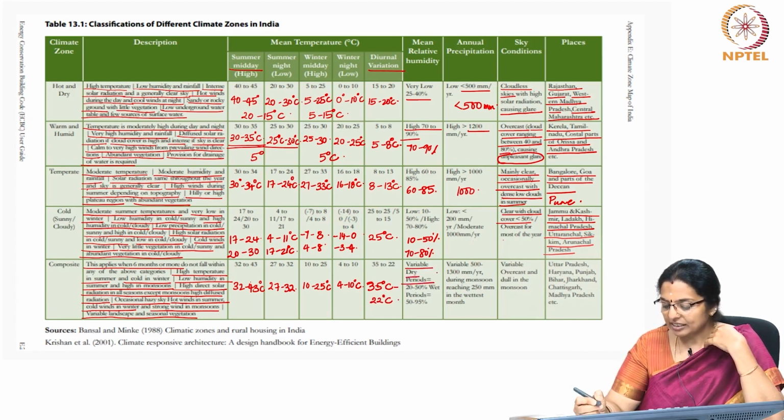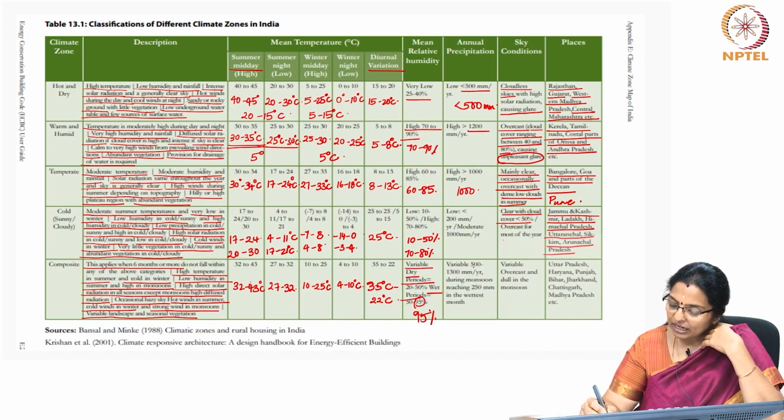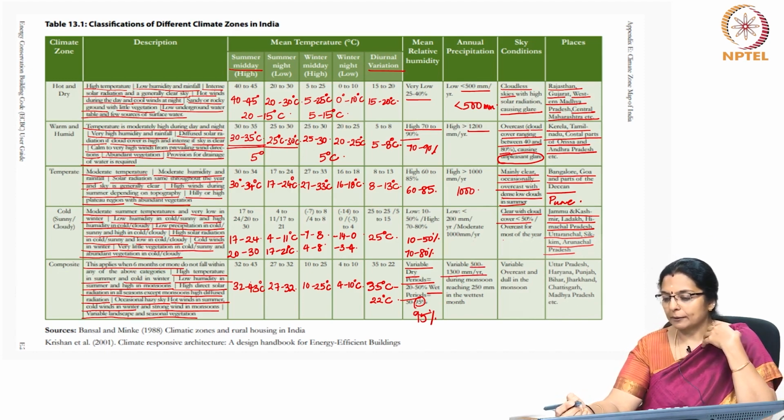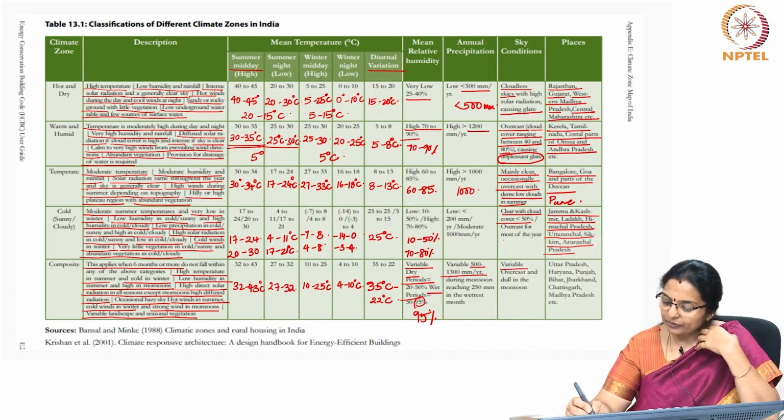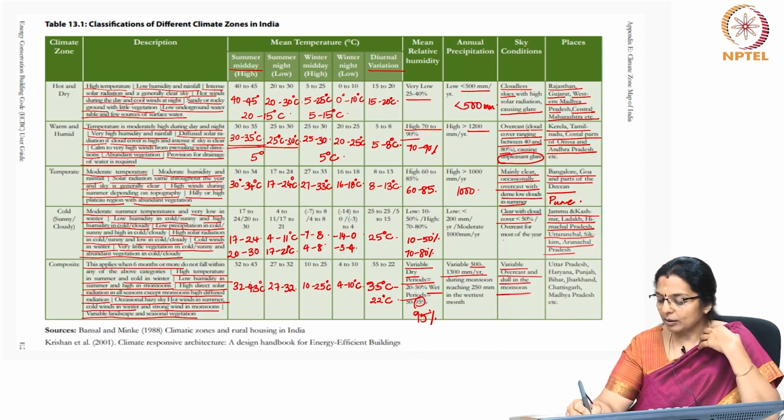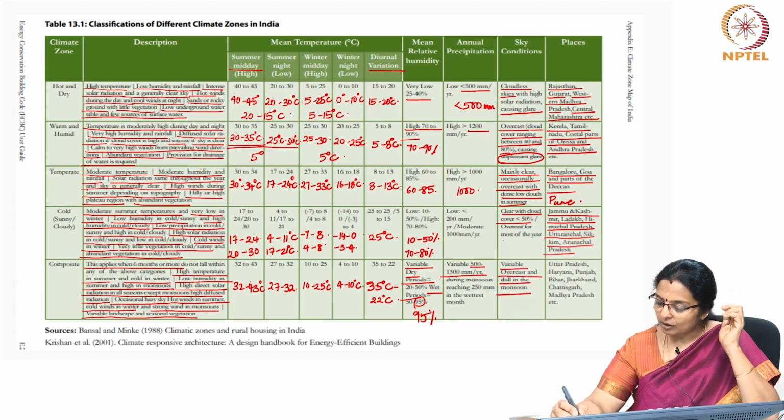During dry periods it is 20 to 50%. During wet periods it can even reach 95%. Annual precipitation is between 500 to 1300 millimeters per year during monsoon, reaching 250 mm in the wettest month. Sky condition is variable, overcast and dull in the monsoon. Places include Uttar Pradesh, Haryana, Punjab, Bihar, Jharkhand, Chhattisgarh, Madhya Pradesh, etc.